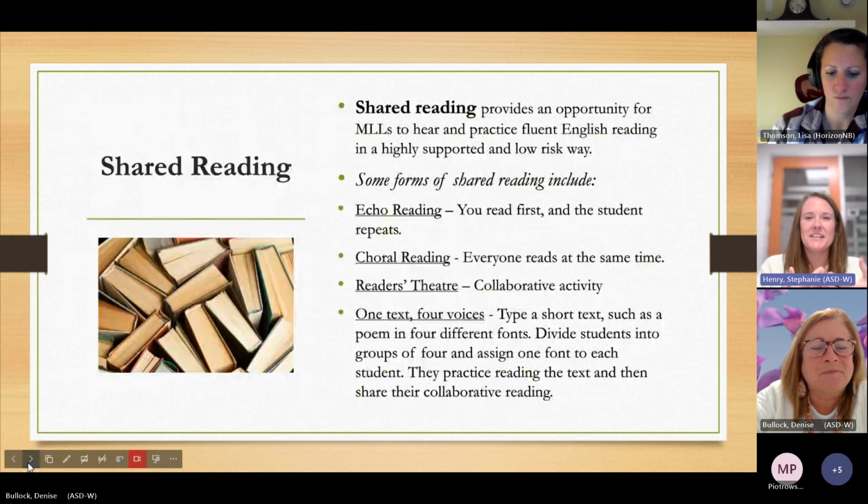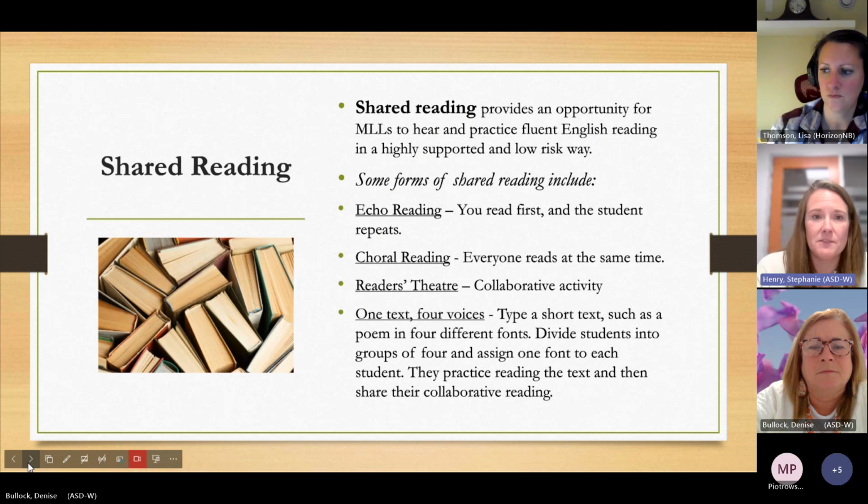All right, so shared reading is an opportunity for them to hear and practice fluent English reading in a highly supported and low risk way. So you can incorporate actually all of these into, for example, your talk, read, talk, write, or language experience approach, just ways of reading and practicing reading fluency, reading pronunciation, all those things.